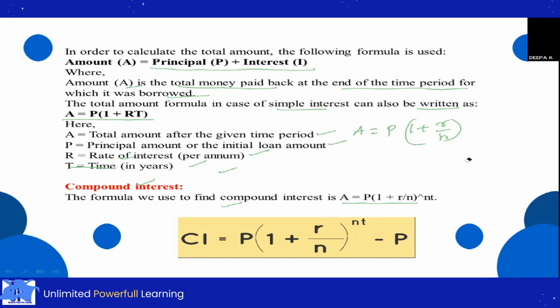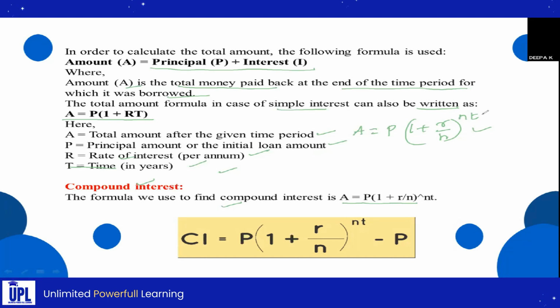Okay, fine. P into (1 plus R by N) power N into T. This is the formula to find out the compound interest whenever they ask compound annually. So this is a compound interest.